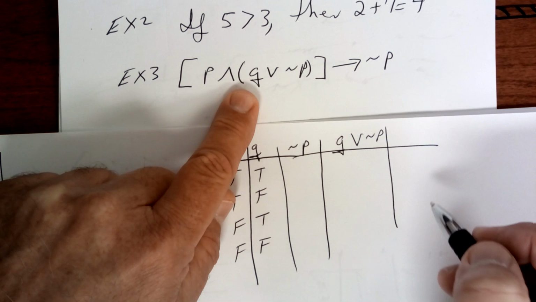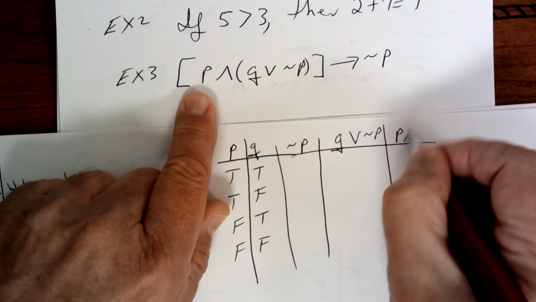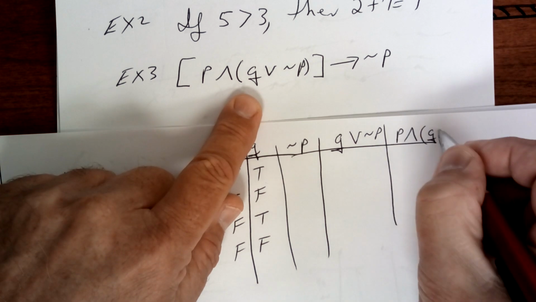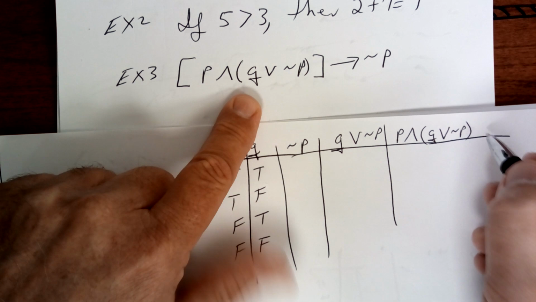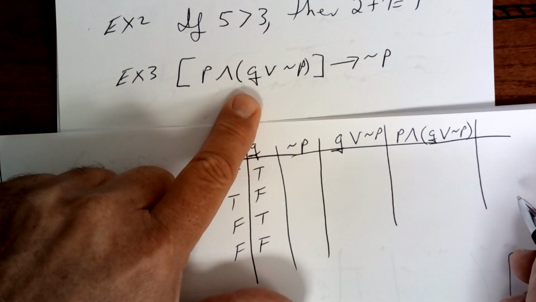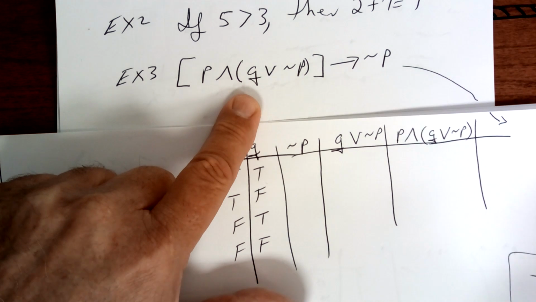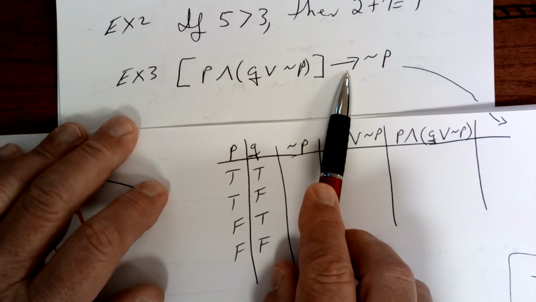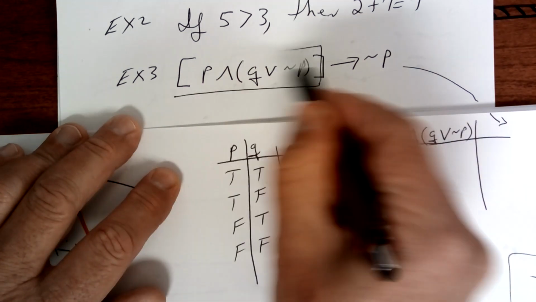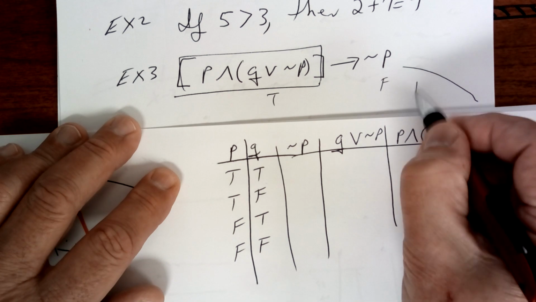Okay, then you want to use this whole thing here, P and Q or not P. Once you do that, you're going to go to this answer here. Remember, the only way that this conditional is false is if this is true and this turns out to be false, then the whole thing is false. All right, so let's take a look.